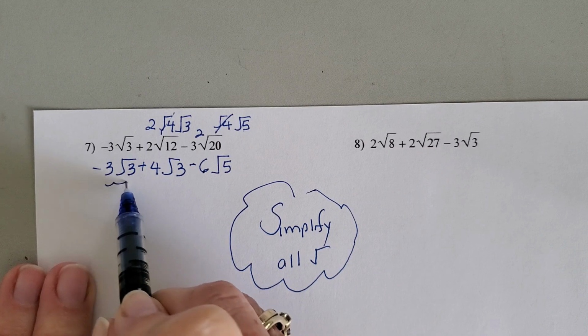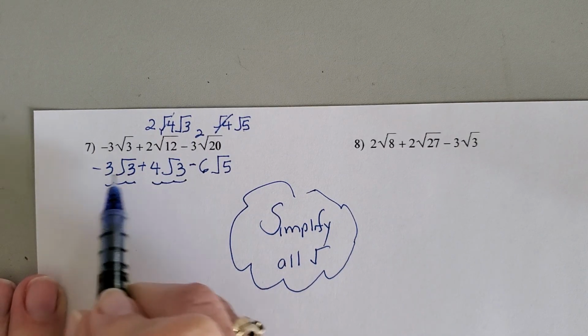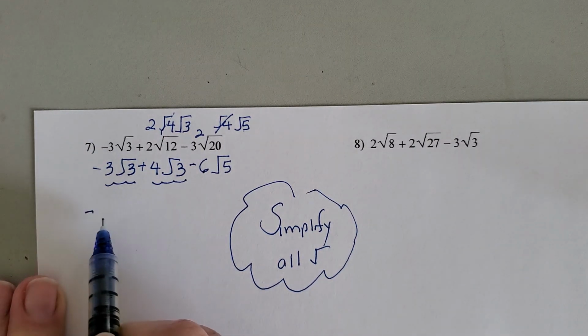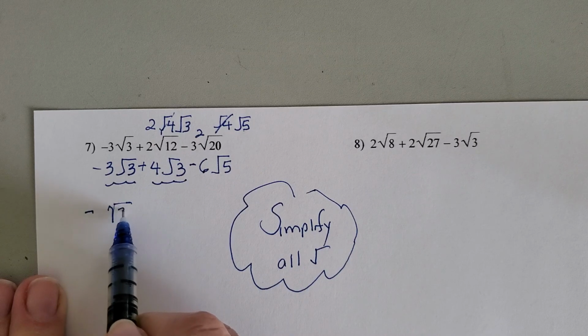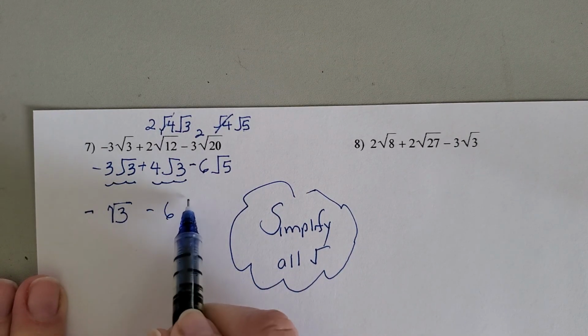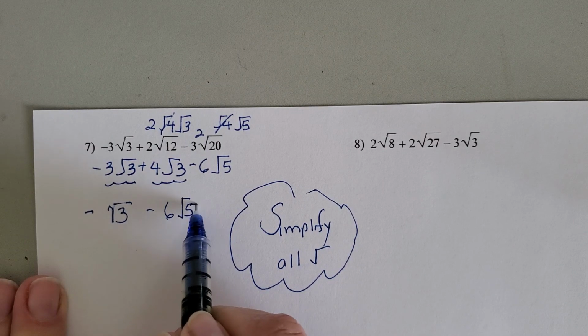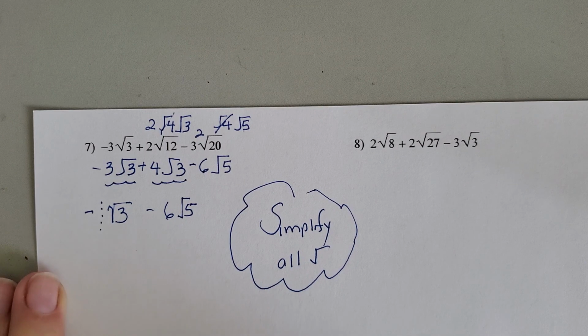And now we see we've got like terms here, radical 3. So a -3 and a +4 is a -1. We don't need to write the 1. Radical 3. So we did those. -6, radical 5. Again, there's a hidden 1 here, so keep that in mind. There's a hidden piece of information. That's going to come up in a few other problems.